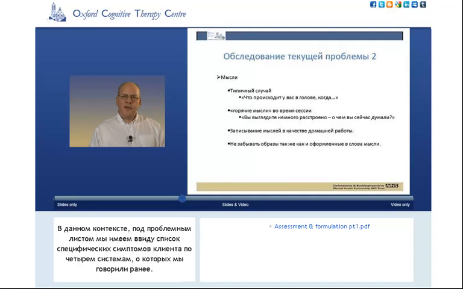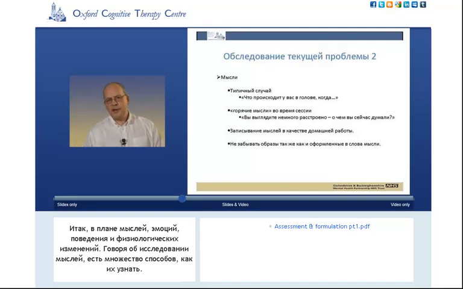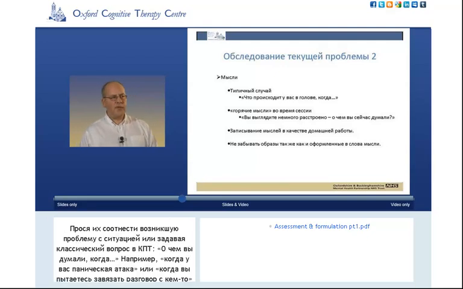In terms of assessing thoughts, there are lots of different ways that we can try and get at people's thoughts, asking them to relate typical incidents when the problem shows itself is perhaps the most obvious. And the classic question that CBT therapists use to ask people about their thoughts is, what goes through your mind when, for example, when you have a panic attack or when you try and get into a conversation with somebody or whatever it may be.